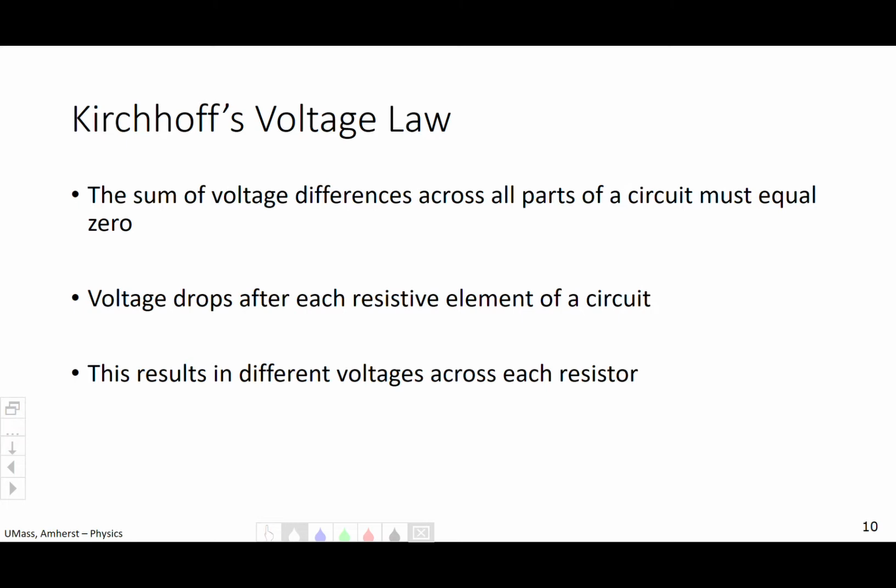Okay. This is a result of Kirchhoff's voltage law. So the sum of voltage differences across all parts of a circuit must equal 0. So voltage will drop. Voltage being a potential difference, there will be a potential difference across each resistive element of a circuit, across each resistor. Okay, so we get different voltages. We have different potentials.